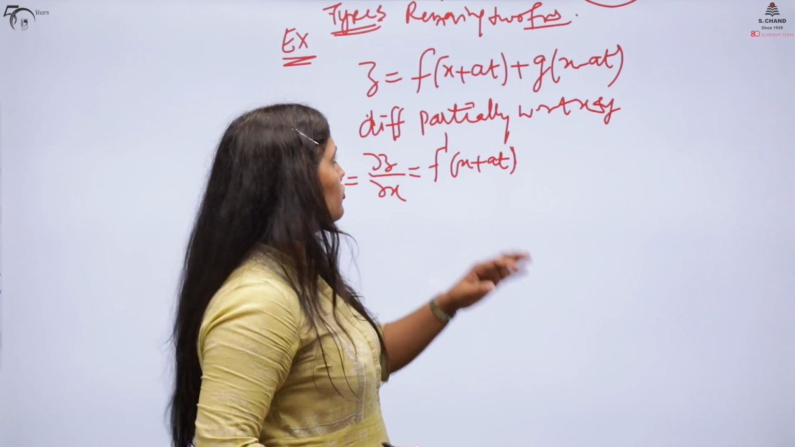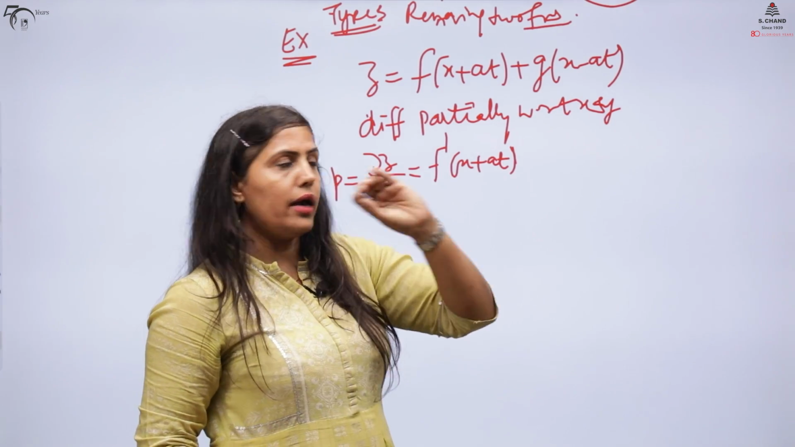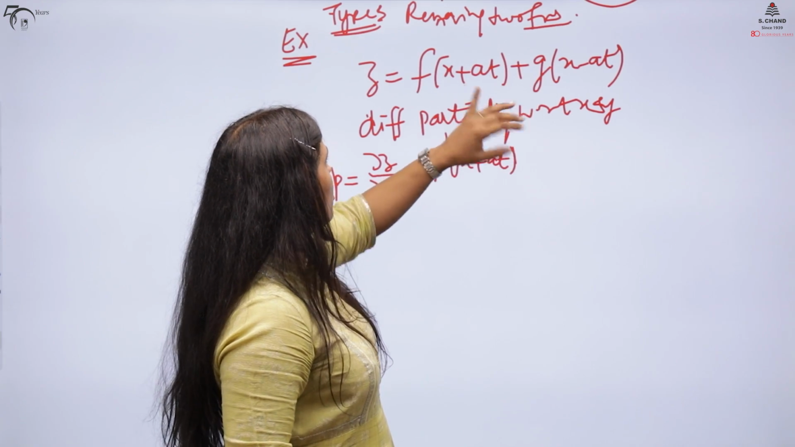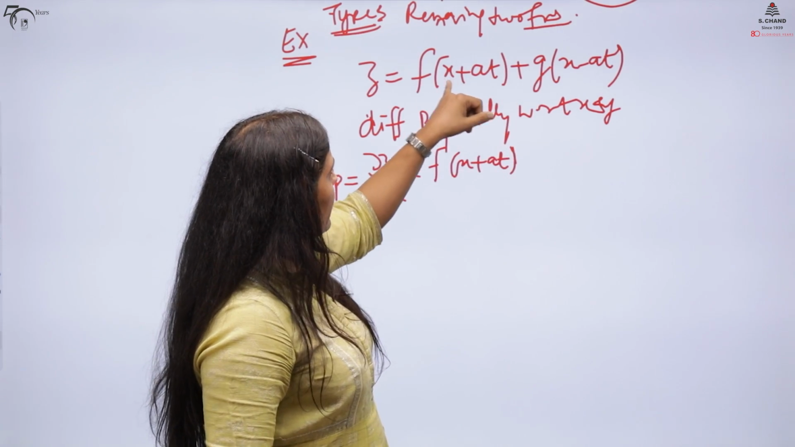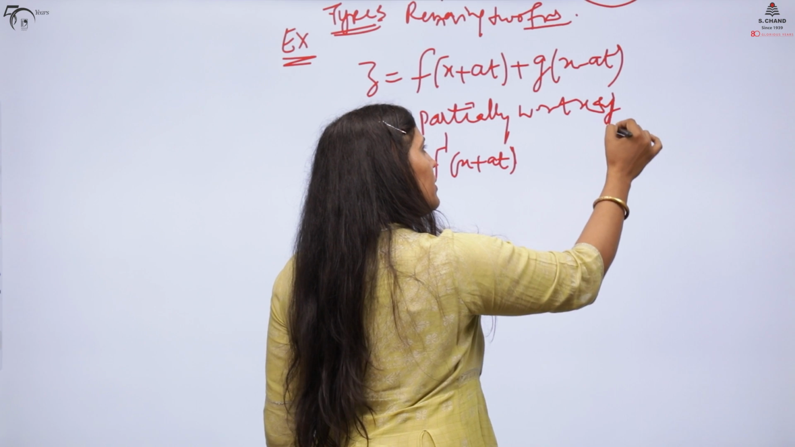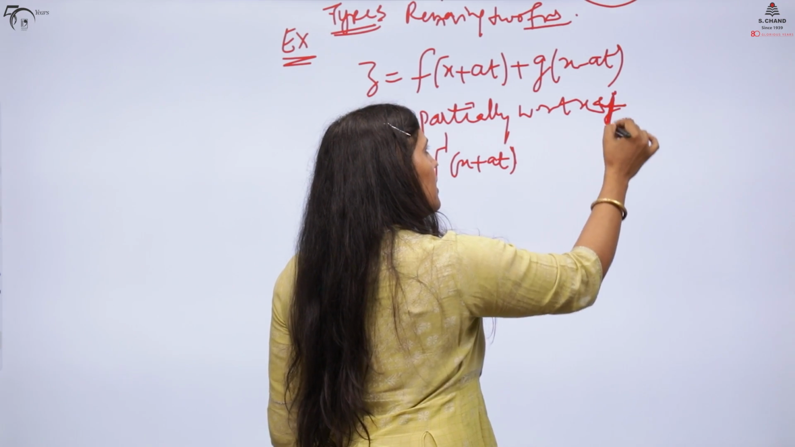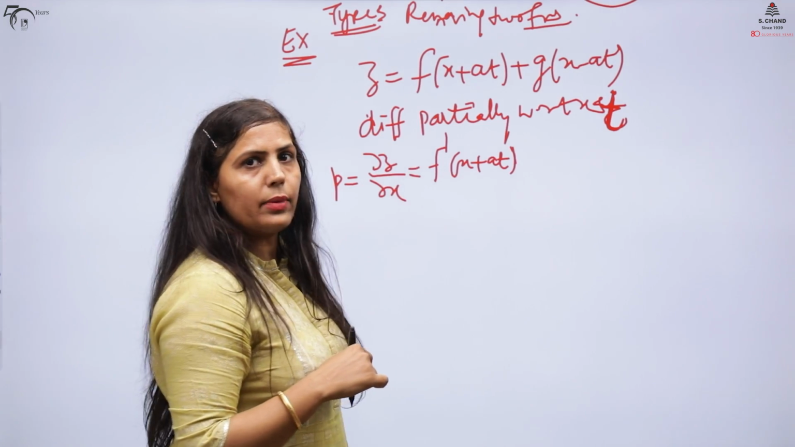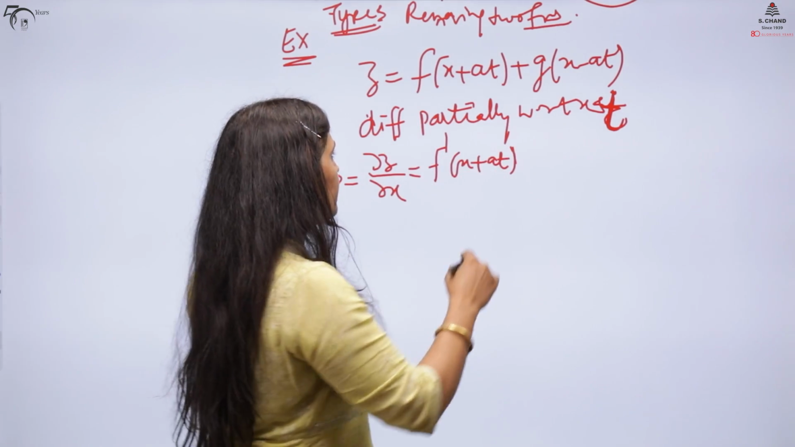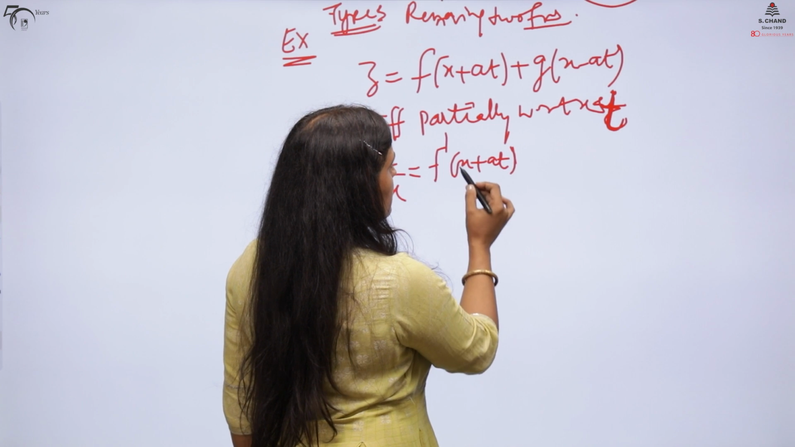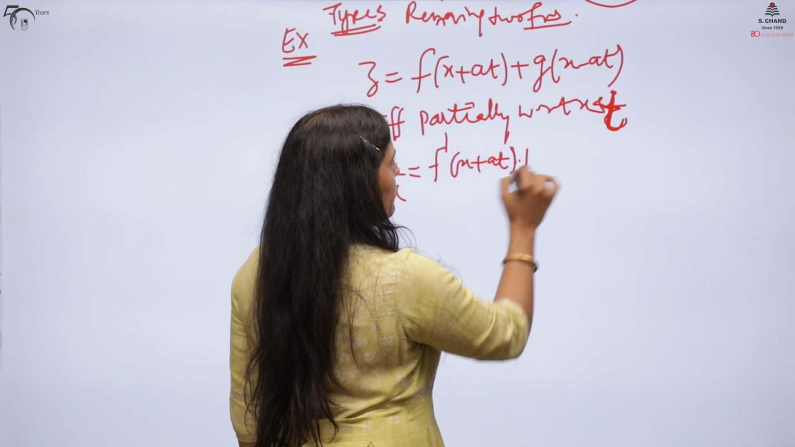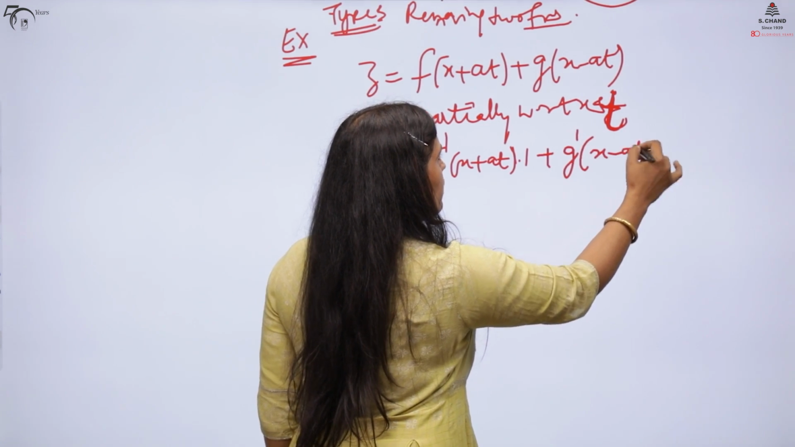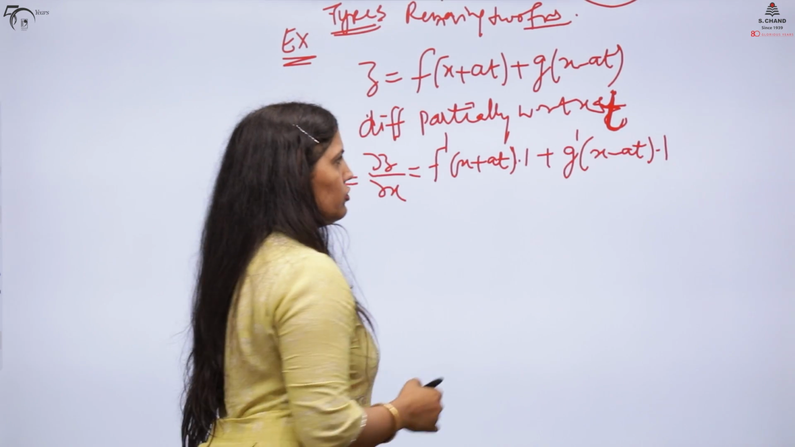And please, in this question I have written y, make a correction. What correction? This time the variables are x and t. It means the second variable is not y, it is t. So first with respect to x you will take the partial derivative, then with respect to t. The derivative of this with respect to x is just 1, so multiplication with 1. Then in the same way you do the partial derivative for the g function.